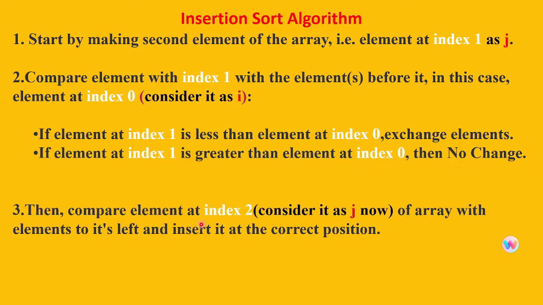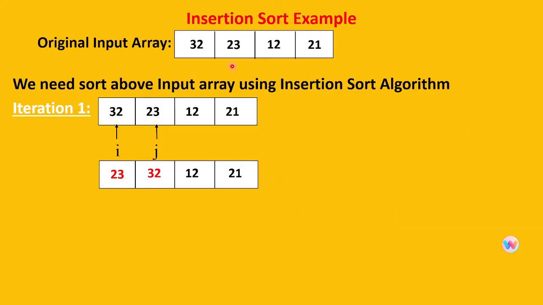Then take the element at index 2 and consider it as j now, compare it with the elements to its left and insert it at the correct position. Repeat the above steps until the array is sorted. So we'll see this algorithm with an example. Now this is an example.